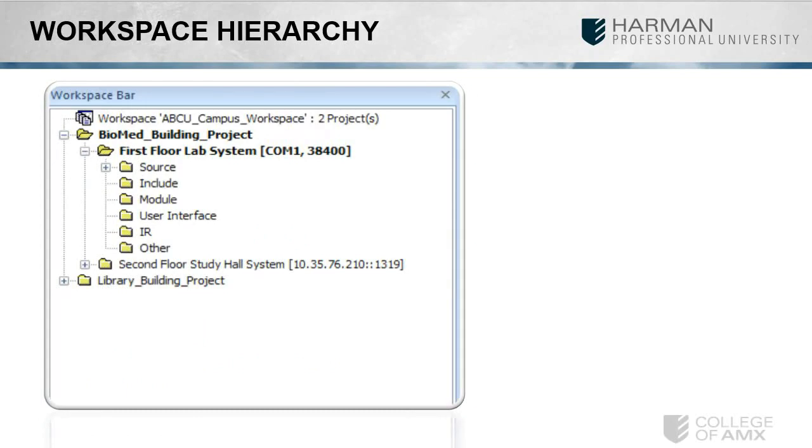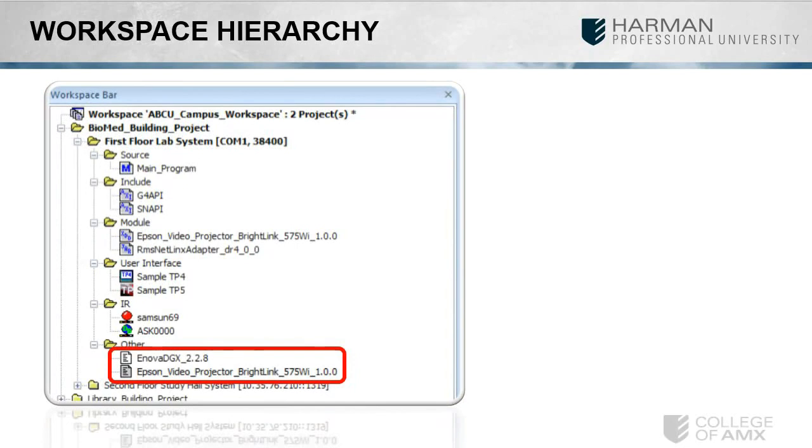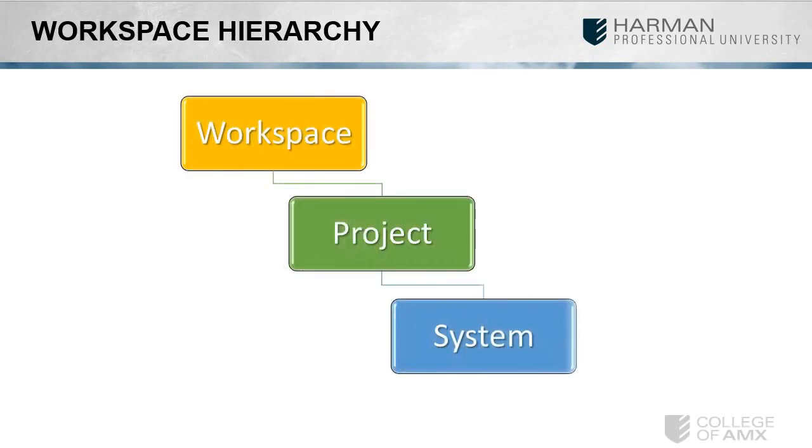And lastly, we have the Other folder, and I highly encourage all programmers to make use of this folder. It's a great resource location for quick access for any files that are relevant to this system, but are not code files that belong in one of the above folders. For example, you might include a device's communication protocol Word document, or the owner's manual for a projector, or even an IP addressing spreadsheet for the network devices in your system. The most important thing to remember is that the hierarchy will always go workspace, project, then system.